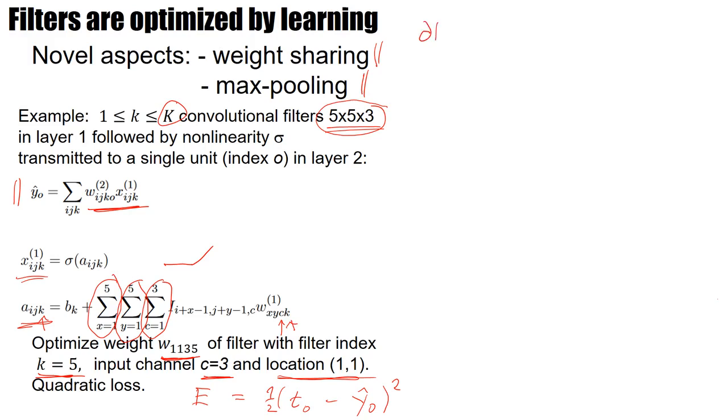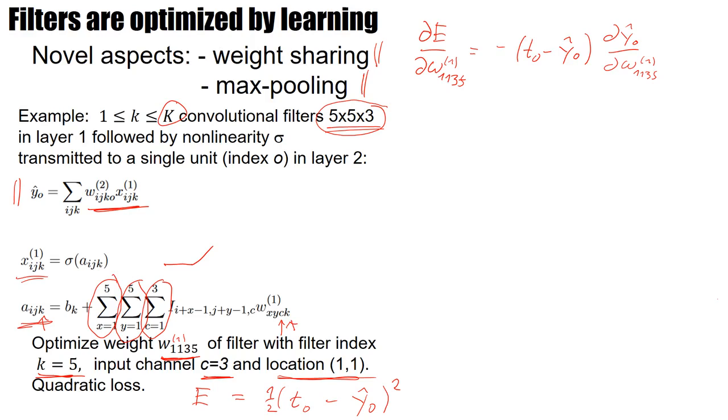So let's look at dE, the derivative with respect to this specific weight. The weight is w1135, and all of this is in layer 1. And I will have my output y hat minus the target, and then I get a minus sign and I calculate the derivative of y hat with respect to this specific weight, w1135, in the first layer.